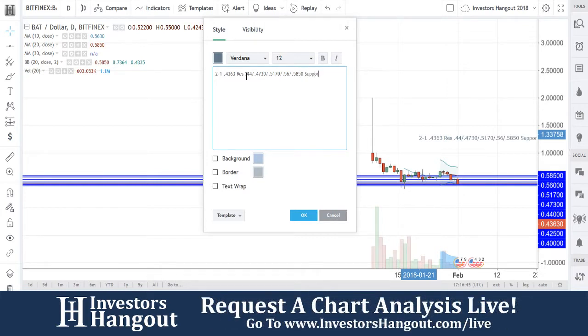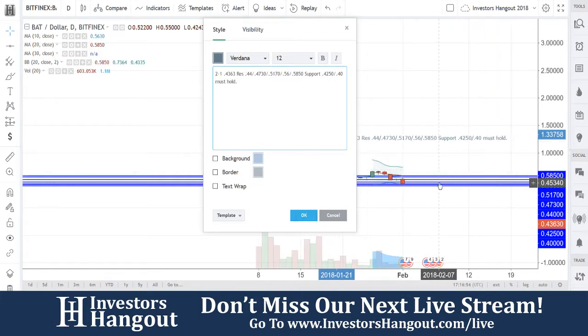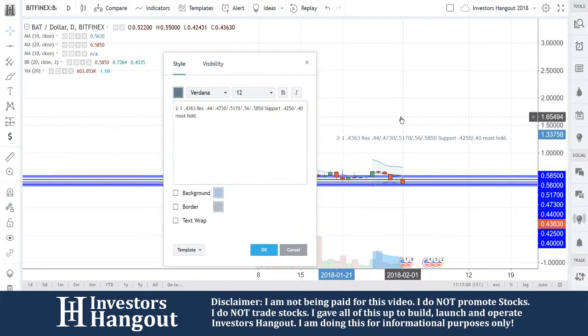And your support, 42.50 and 40 must hold. Those are going to be the levels of support here. Again, I would be watching for a bounce here between the 42.50 on that low of today. That low of today of 42.431. That's what we're going to be watching for.